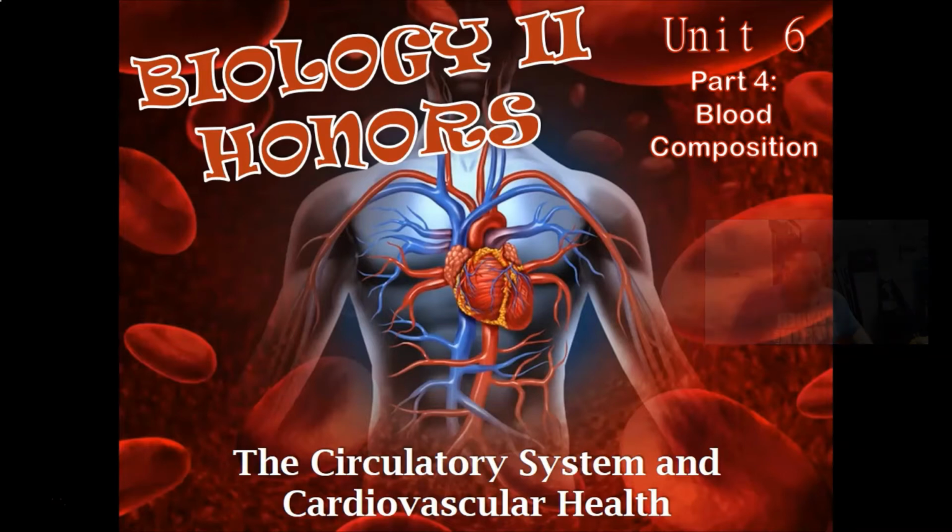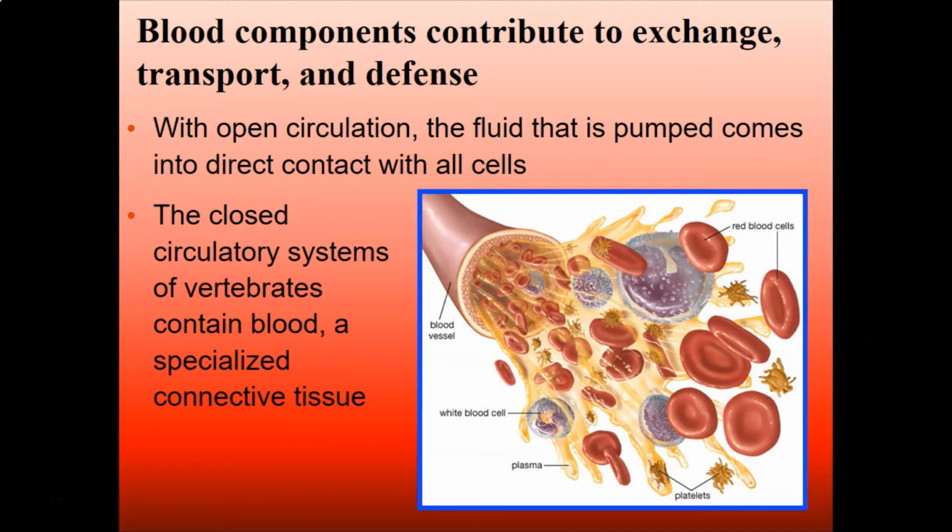What is your blood all about? Blood components contribute to exchange, transport, and defense. Now, of course, we have a closed system, but with an open circulatory system, the fluid that's pumped comes into direct contact with all cells, right? Your closed system of a vertebrate contains blood, a specialized connective tissue. That's right, blood is a tissue. It's made out of a lot of different components.